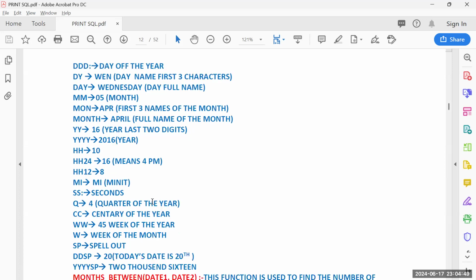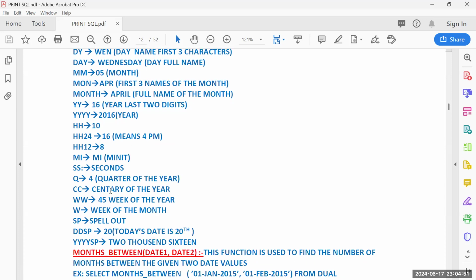In the same way, Q means quarter. Whatever date you are passing, based on that it will return which quarter that date belongs to. CC is the century of the year. The current century is the 21st century, so it will return 21st.